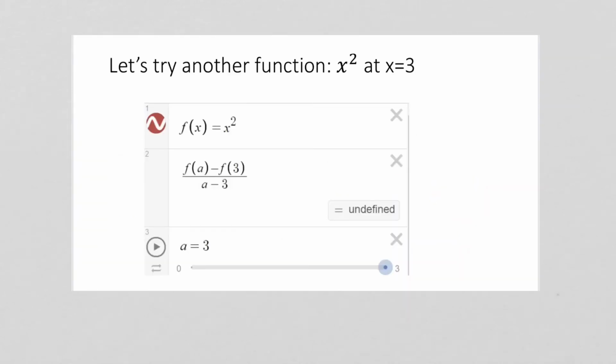Okay, so let's try another function. We'll do x squared at x equals 3. So what you're going to do is replace f of x equals with x squared. And then we're going to do f of a minus f of 3, because we're at x equals 3, over a minus 3. And then we should let our a go from 0 to 3. Notice that if I let it equal 3, I get undefined. Think about why that is. Why am I getting undefined when it equals 3?